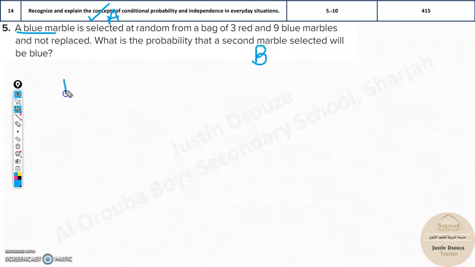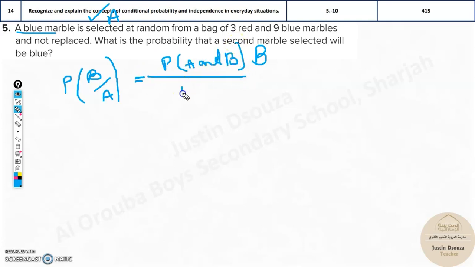Now how do I write it? There is a formula, a very important formula. Probability of B happening, the second part, given that the first part has already happened. So probability of B given A is given by P of A and B divided by P of A. I'll just remove this P.